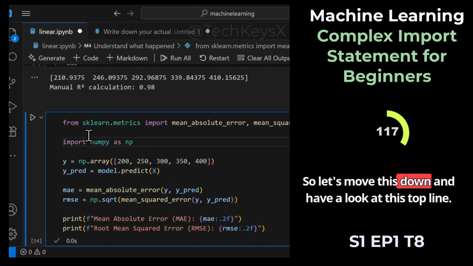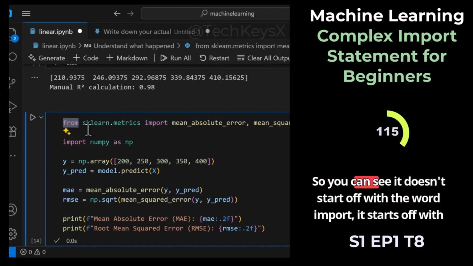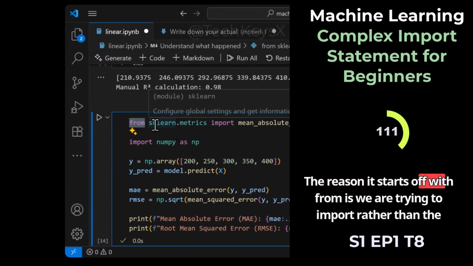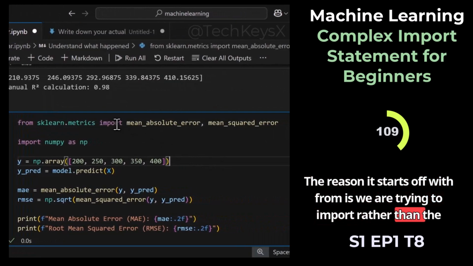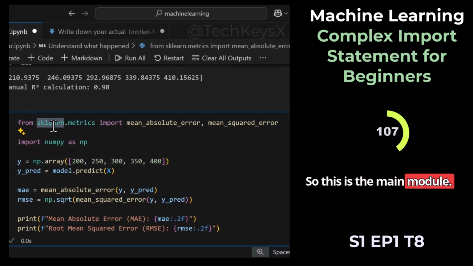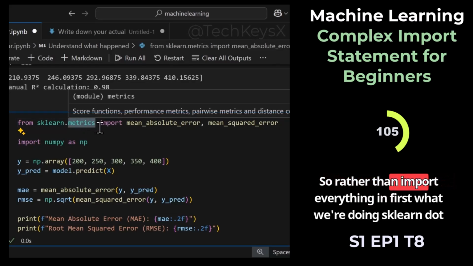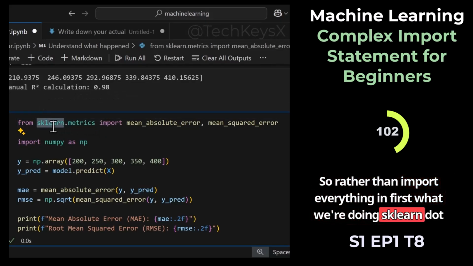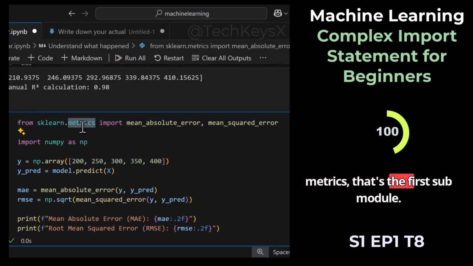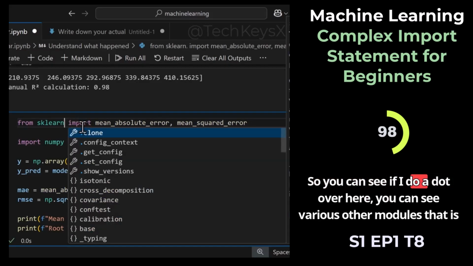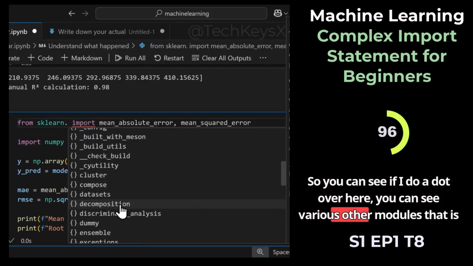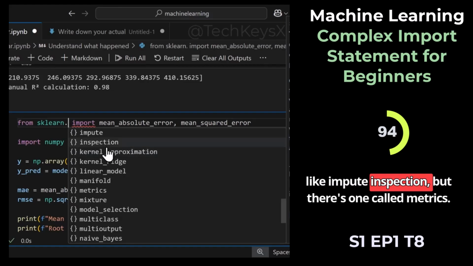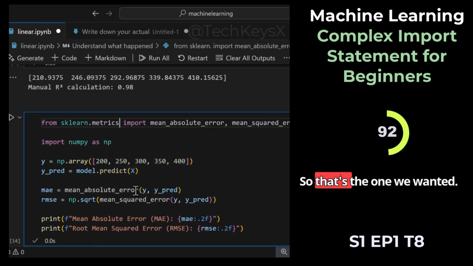So let's move this down and have a look at this top line. You can see it doesn't start with the word import, it starts with from. The reason is we are trying to import not the whole module. This is the main module, and within that there's a submodule. Rather than import everything, first of all we're doing sklearn.metrics, which is the first submodule. If I do a dot over here, you can see various other modules, like impute, inspection, but there's one called metrics. That's the one we wanted.